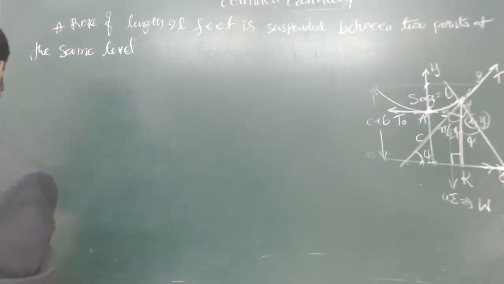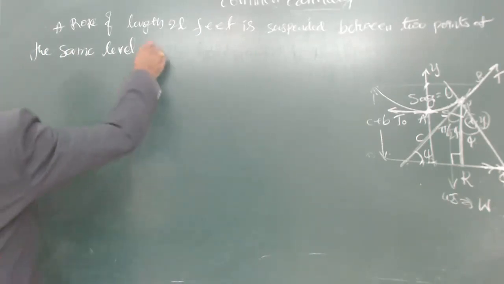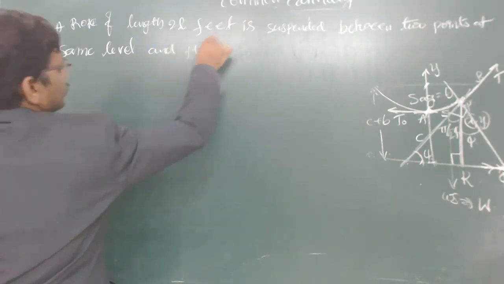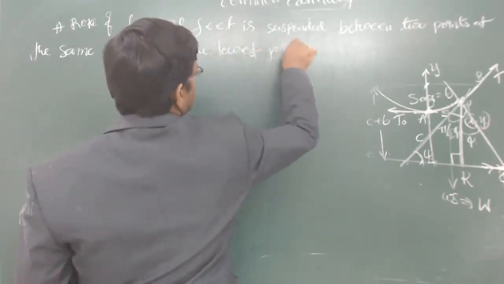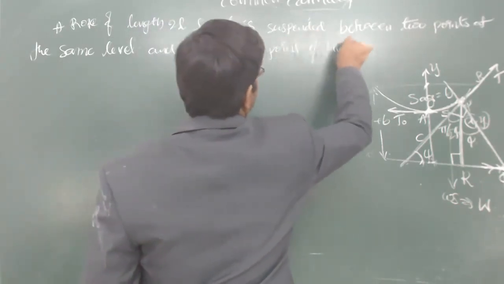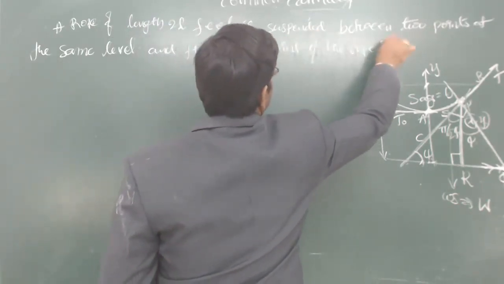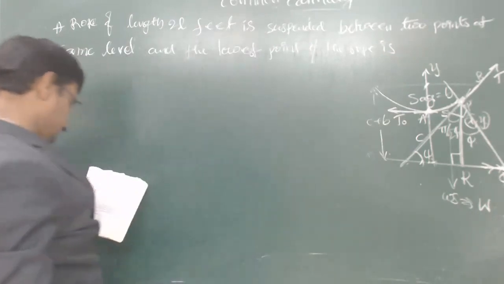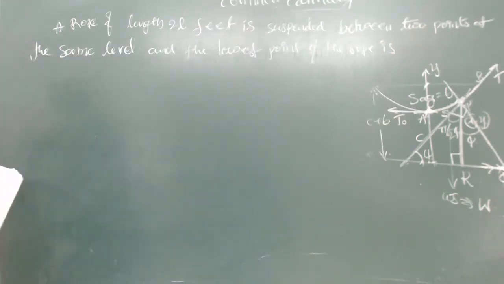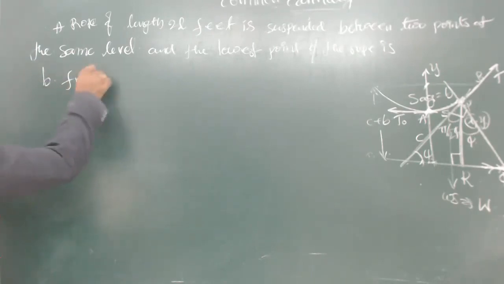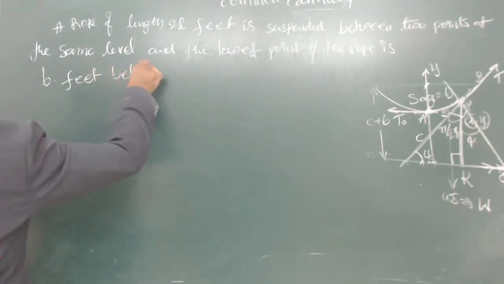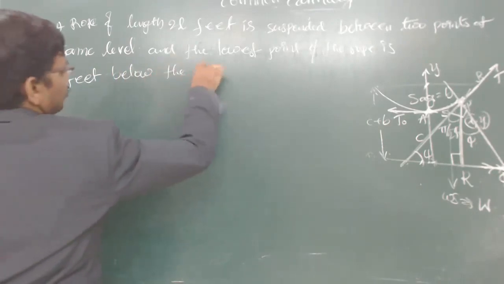And the lowest point of the rope is B feet below the point of suspension.